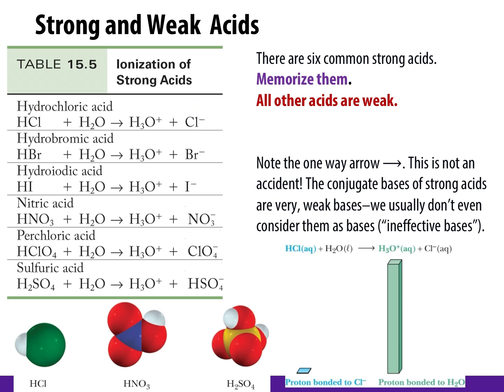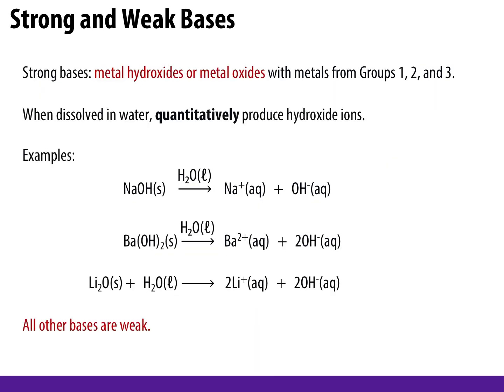The conjugate base. The other really important thing here is because of this one-way equilibrium arrow, that implies that going the other way, this reaction doesn't happen. The reverse reaction, where Cl- would react with H3O+ to go back and make HCl, doesn't happen, and therefore Cl- is an incredibly weak base. So this we call an ineffective base, all these conjugate bases of strong acids. Same thing with strong bases.